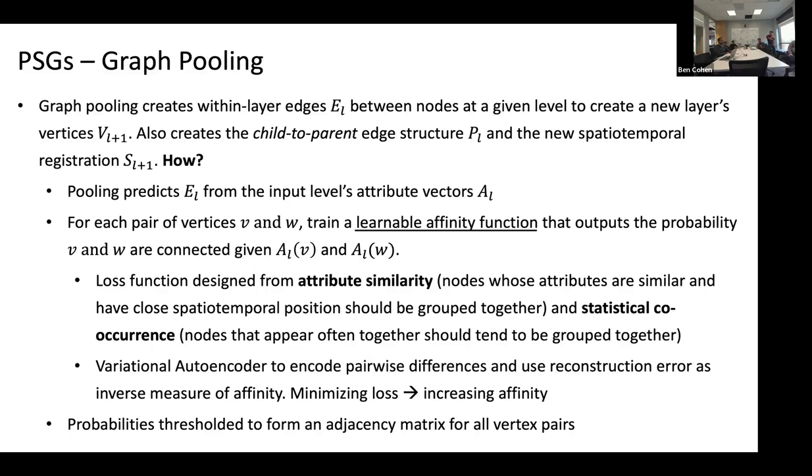The second heuristic is something that they call statistical co-occurrence. So nodes that appear often together throughout time, throughout your image frames, should also tend to group together. So using these two heuristics, they effectively train an autoencoder to encode the pairwise differences and use reconstruction error as an inverse measure of affinity. So affinity is what's the probability of two nodes getting joined together in that hyper edge that I described in the beginning. So you can think of minimizing loss in this autoencoder as increasing affinity.